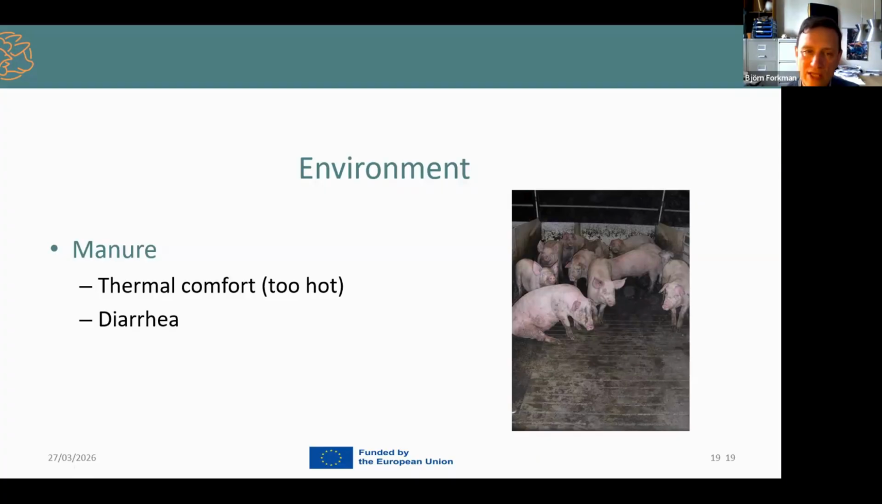But there are two instances where you can see a lot of manure on the pigs. One is when it's too hot. Because when it's too hot, the pigs will prefer lying on the slats where it's colder or cooler, rather than lying in the designated lying area. So they will dung on the slats and then lie there. And the second case, of course, is when the animals have diarrhea, where you find manure everywhere.